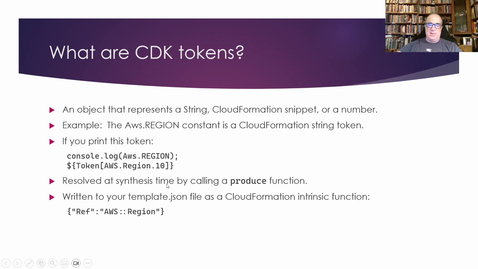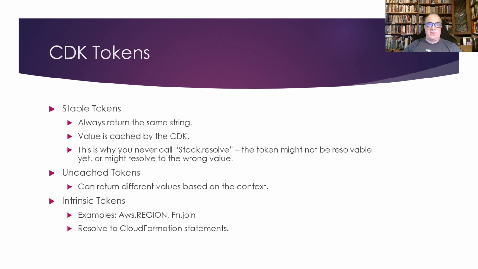These are resolved and synthesized by calling a produce function, and they're written to your template file as a CloudFormation intrinsic function call. Here the function is ref, so we're calling the ref function, and you can ref a lot of things in the CDK. Here we're referencing this internal intrinsic variable, and that will resolve to the AWS region, which might be, for example, US West 2.